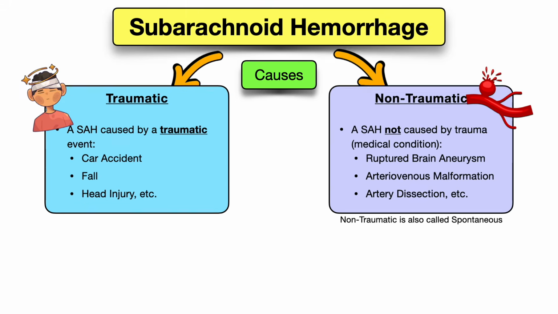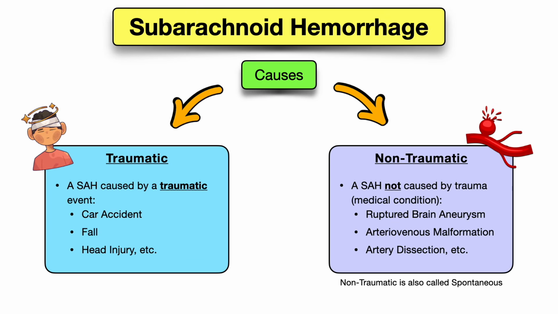The easiest way to think about the causes of a subarachnoid hemorrhage is to split them up by traumatic and non-traumatic categories. Traumatic means the subarachnoid hemorrhage is caused by some kind of trauma. This could be a car accident, fall, or head injury. Non-traumatic or spontaneous means the subarachnoid hemorrhage was not caused by trauma, but from some other medical condition. This could be a ruptured brain aneurysm, arteriovenous malformation, or artery dissection.